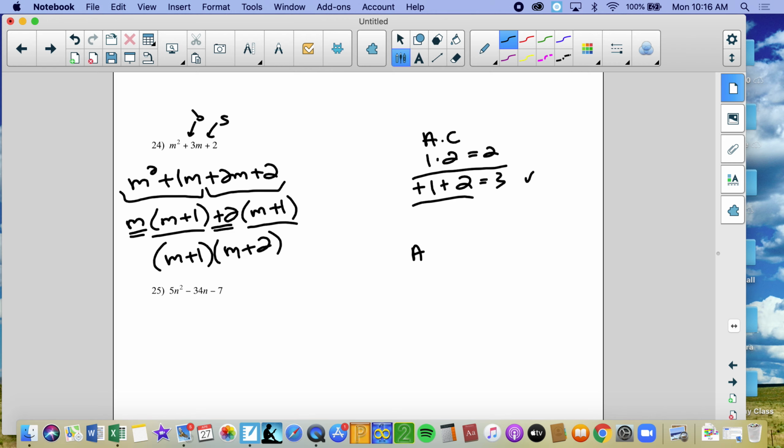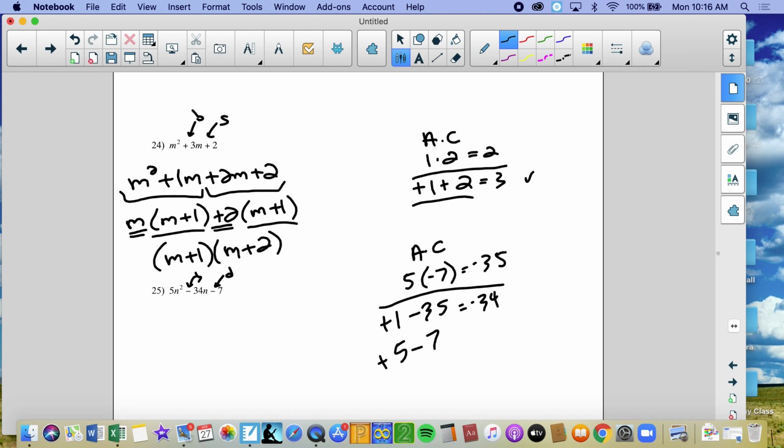Number 25: not a binomial square, not a difference of squares. So I'm going to do a times c. A is 5, c is -7, that gives me -35. Factors of 35: 1 and 35, 2 no, 3 no, 4 no, 5 and 7, 6 no, and then I'm around the horn. My signs are different, and the bigger is going to get the negative. So that's going to be negative. This is going to be positive. 35 is bigger, so that's why the bigger got the negative, and the other one got the positive.